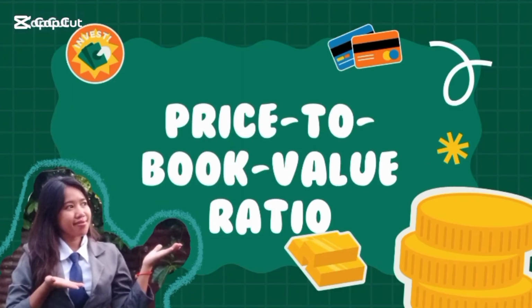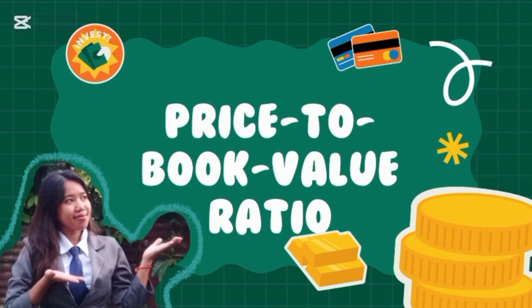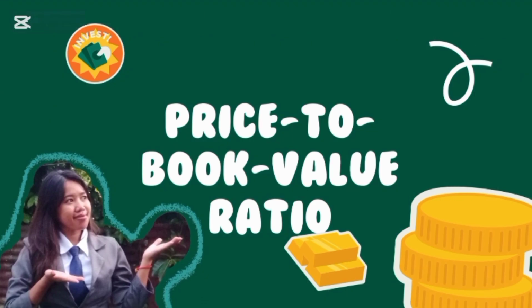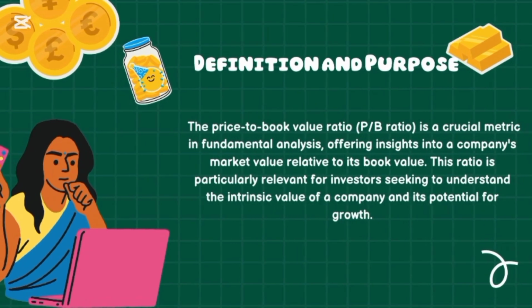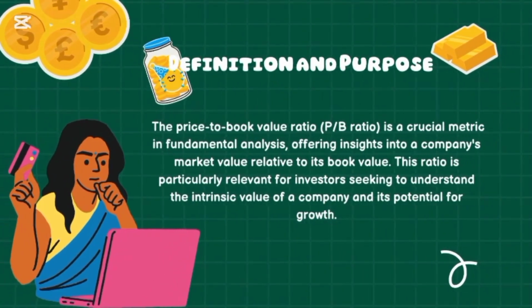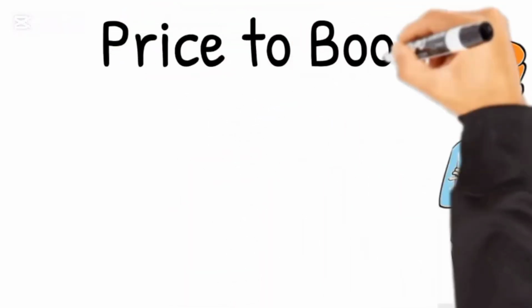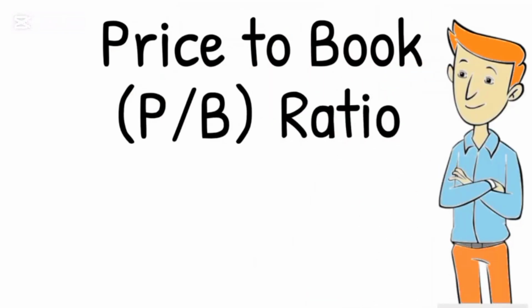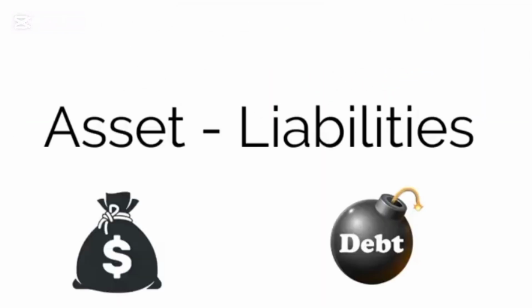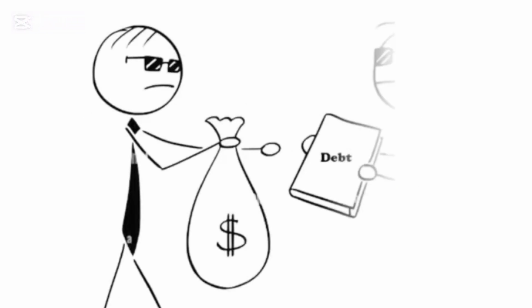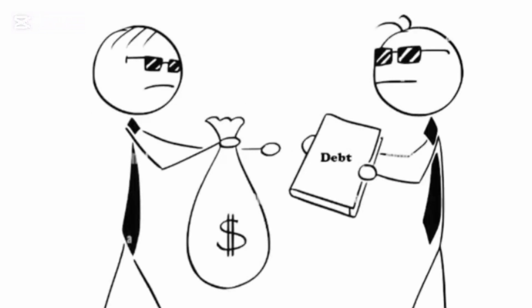Agribusiness. Today we're going to tackle fundamental analysis using financial ratios, specifically the price to book value ratio. The PB ratio is a crucial metric in fundamental analysis, offering insight into a company's market value relative to its book value. Book value often represents the total value of the company's assets minus its liabilities, which is essentially the net worth of the company from an accounting perspective.